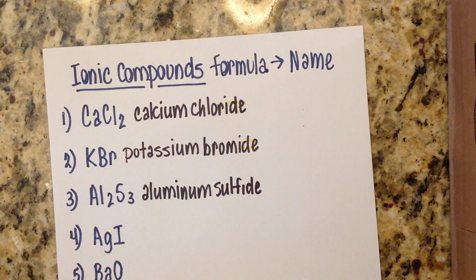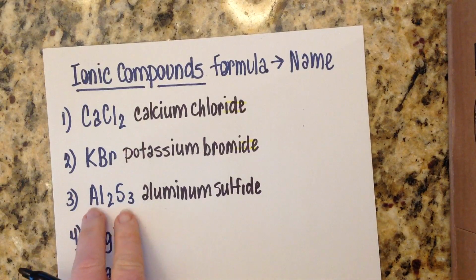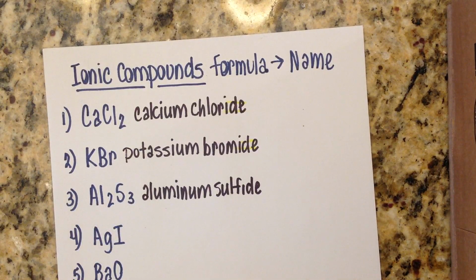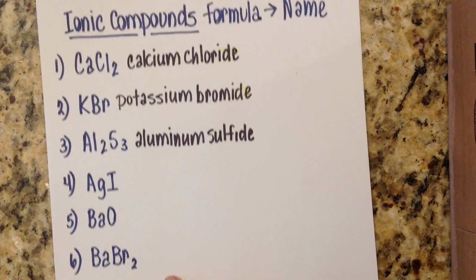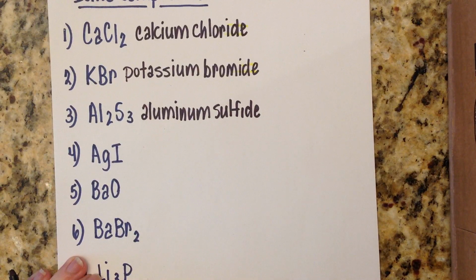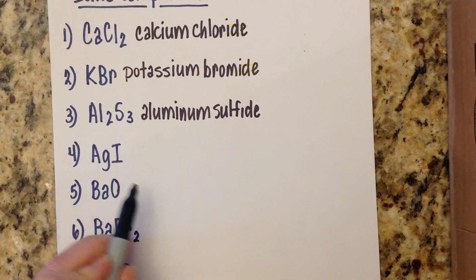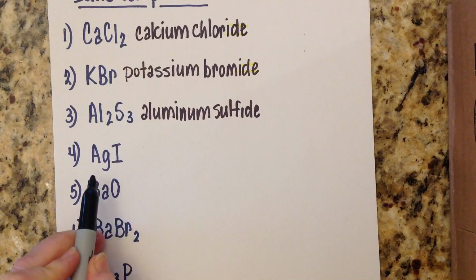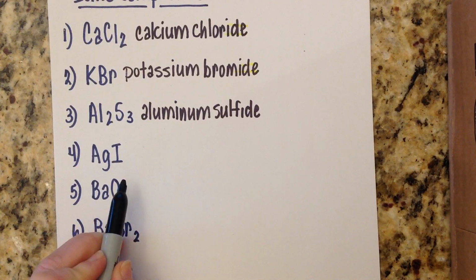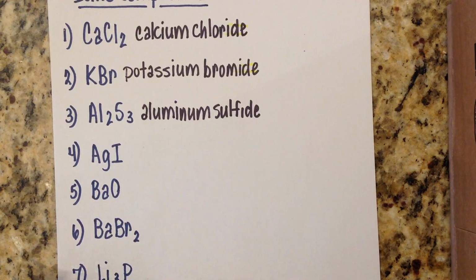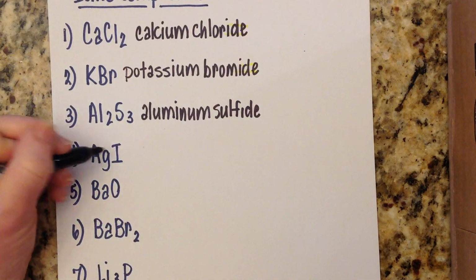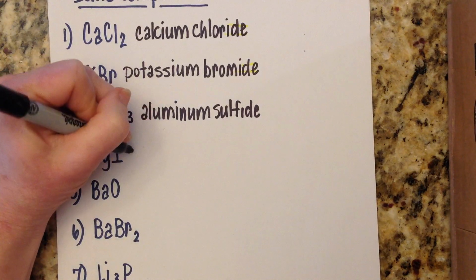Not dialuminum trisulfide, aluminum sulfide, because this is the only way that these two can hook up. Okay, moving right along. We look at this, we know it's ionic because it is a metal and a nonmetal. Left side of the periodic table, right side of the periodic table. Say what you see: silver iodide.